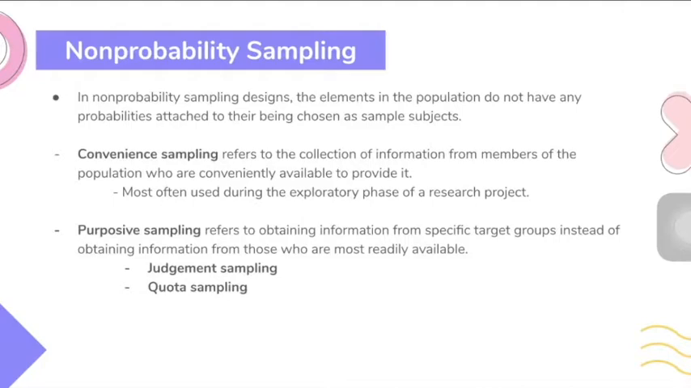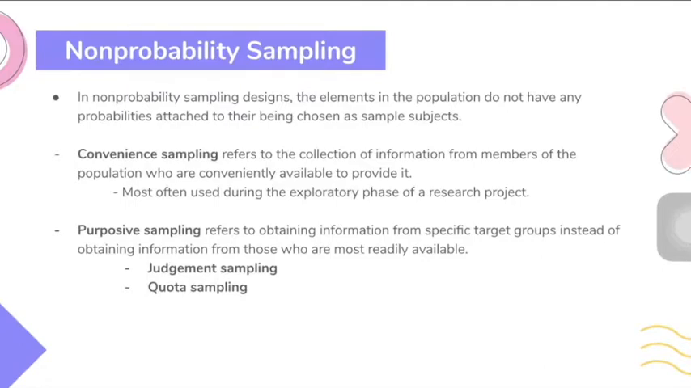So there is no specific group of population. Convenience sampling is most often used during the exploratory phase of a research project and is perhaps the best way of getting some basic information quickly and efficiently. The second one is purposive sampling.